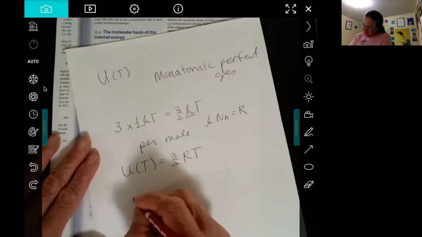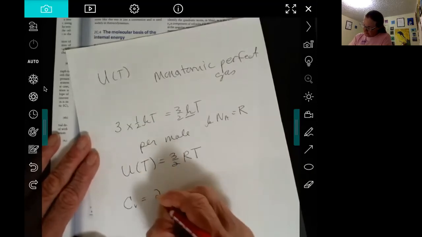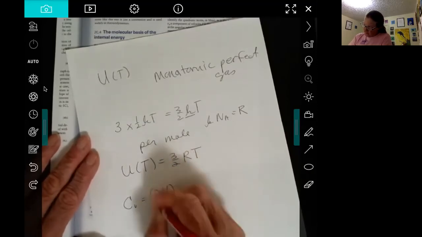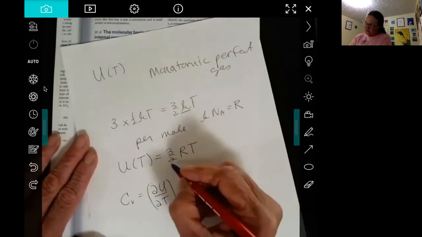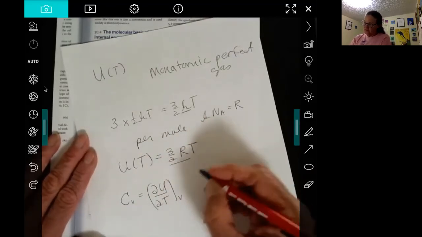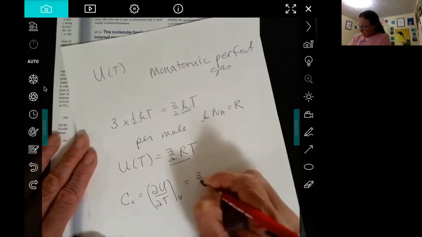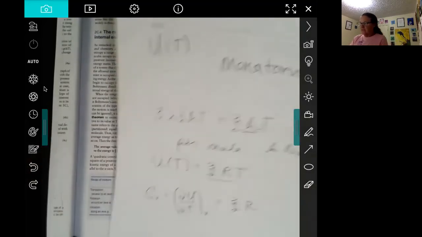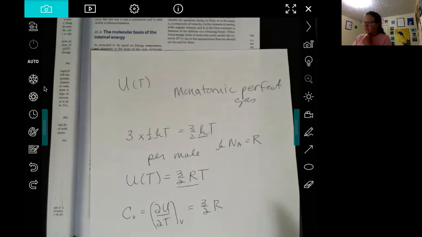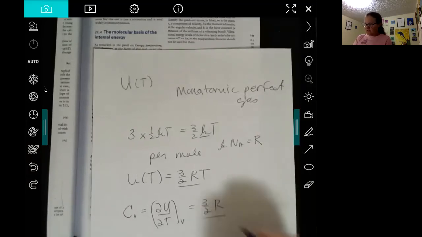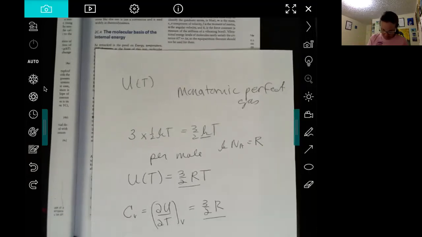So if we want to see what CV is, CV changes with temperature. The derivative of this with respect to temperature is 3/2 R. And when you look at that value, and if you actually measure the heat capacity of a perfect monatomic gas, it's almost exact agreement with the value right there. So that is all for internal energy. Next, we're going to introduce the concept of enthalpy in the next lecture.